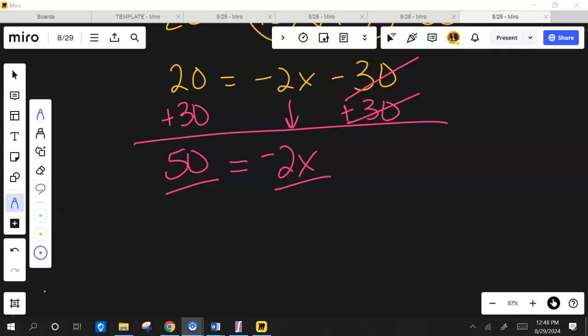What am I going to divide by? -2. There you go. You get -25.